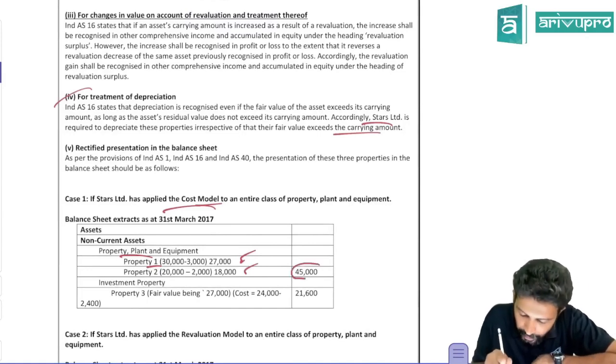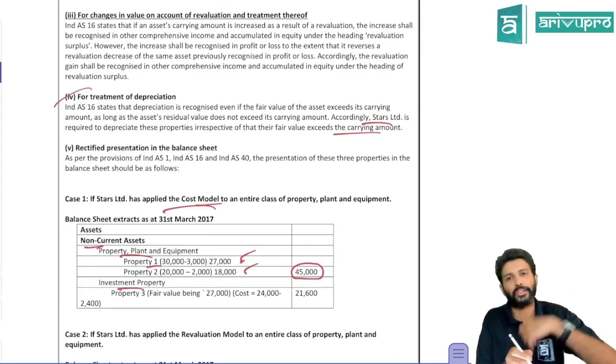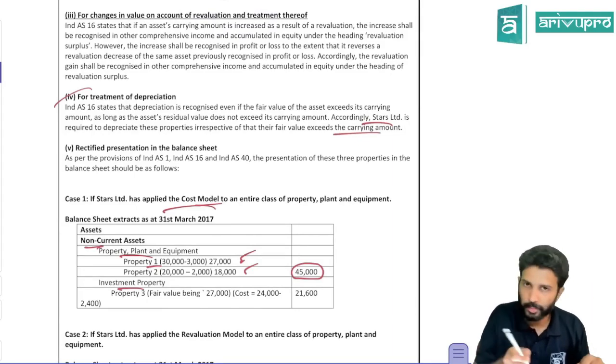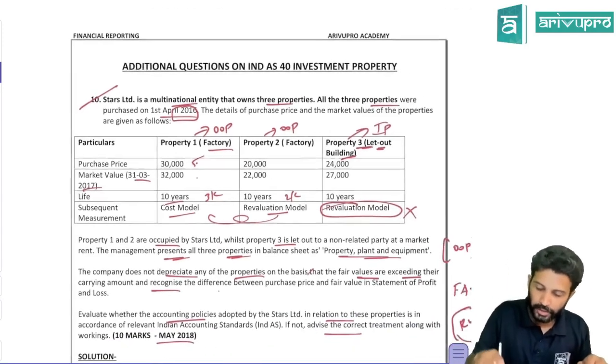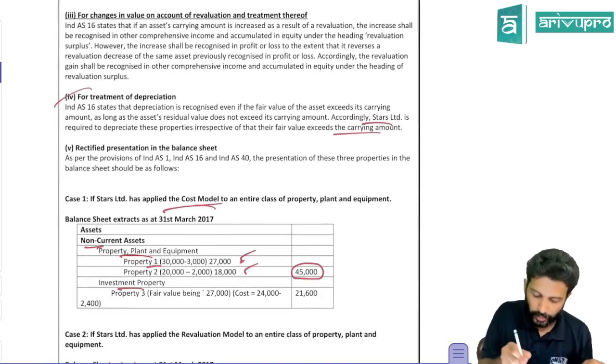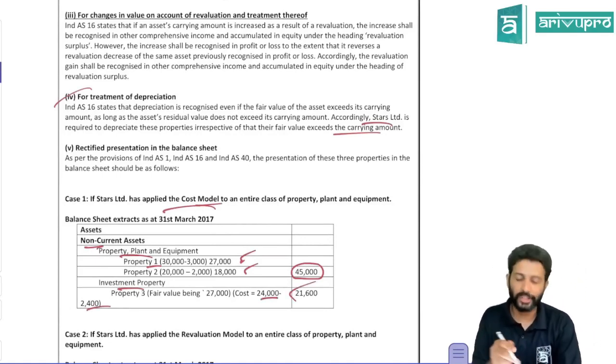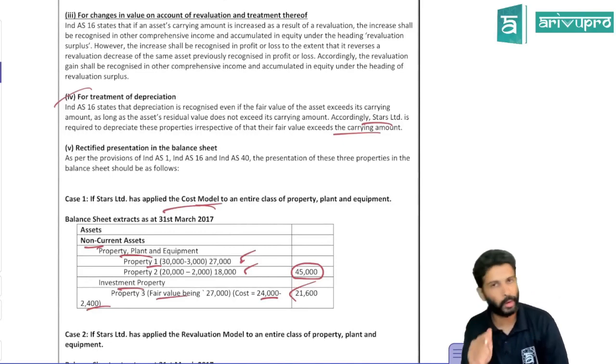So the total PP that will come in the balance sheet is 45,000 in this case. Investment property: the main category is non-current assets only, but you have to show it separately. First you need to depreciate, which they have not done. So 24,000 divided by 10 years, so 2,400 is the depreciation. 24,000 minus 2,400 gives you a value of 21,600. And fair value needs to be disclosed for investment property, which we told.